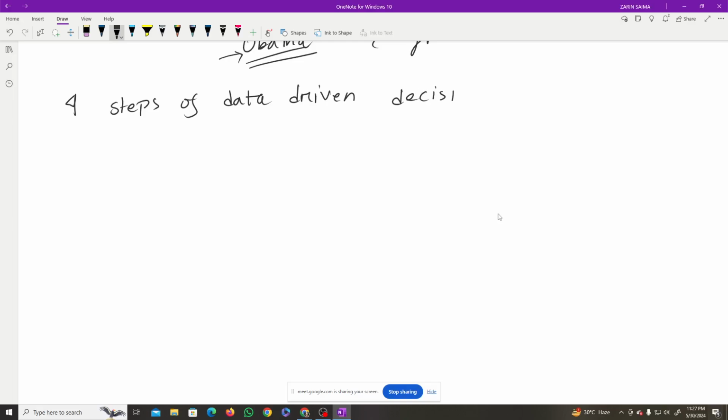So there are 4 steps. Now we are going to talk about how to do hypothesis testing. There are 4 steps of data-driven decision making. So to conclude something, you should have data. 4 steps of data-driven decision making.